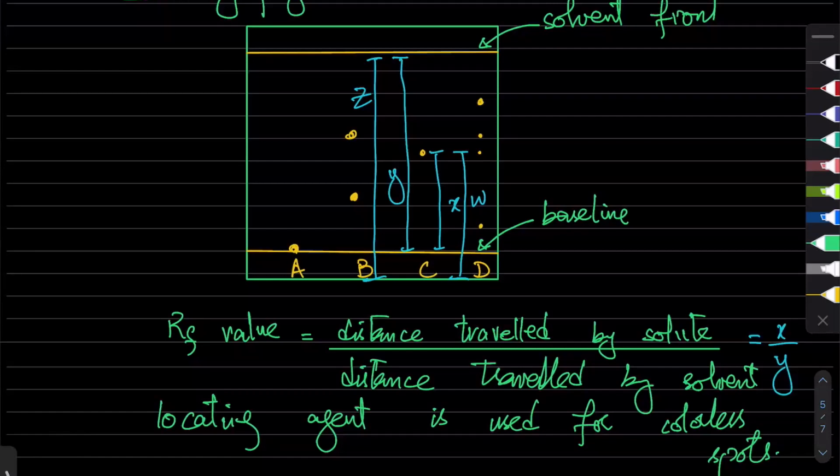And then you label it. You need to label the baseline, you need to label the solvent front, you need to mention the locating agent for colorless spots, you need to mention the RF value. And these are the 4 important things of this method. That's all you need to mention. I think that's about it for this chapter.